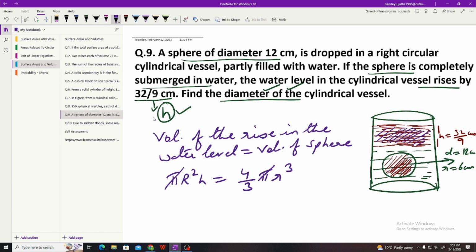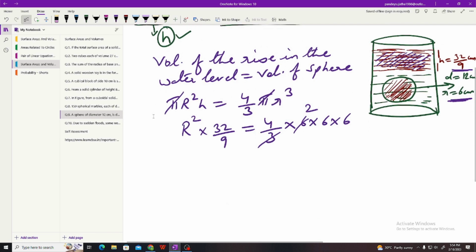So cancel this pi, and here we need to find the diameter of the cylindrical vessel. So we don't know the radius, so it is R square, and height is given here as 32 upon 9 centimeter. So it is 32 upon 9 equal to 4 upon 3 into the radius of the sphere, which is 6 centimeter. So r cube is 6 into 6 into 6. So solve it. Cancel it first. Cancel 32 with this 4. Cancel this also.